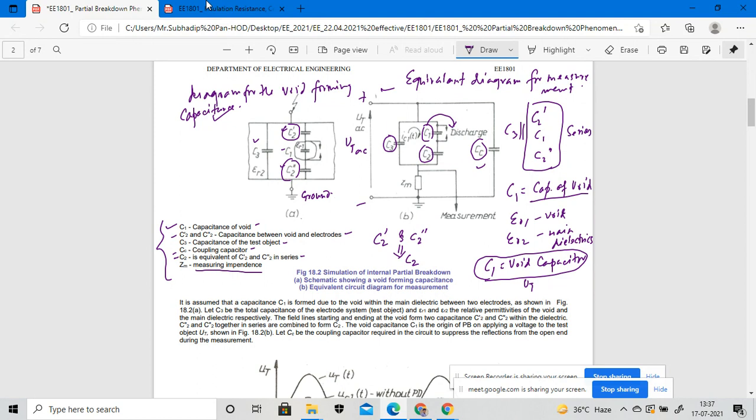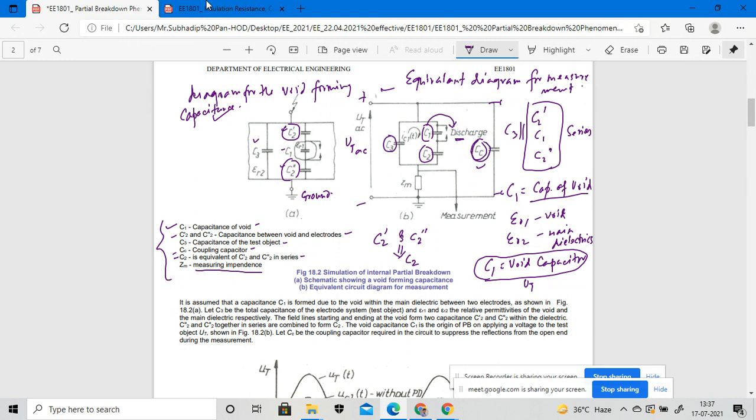Okay, we have to connect this due to the suppression of the reflection from the open end during the measurement. Because if we do not connect this, this particular part will be open, so we cannot measure these things. So to measure the values of the discharge process, we have to connect the coupling capacitor.